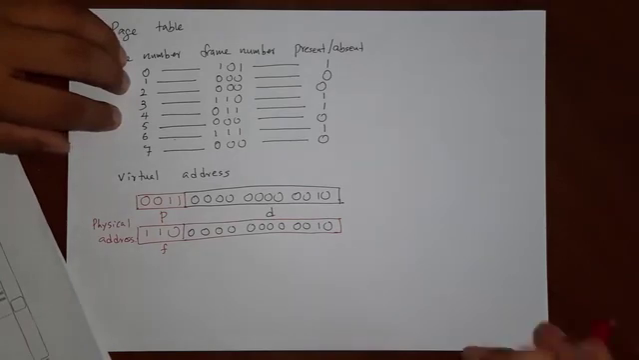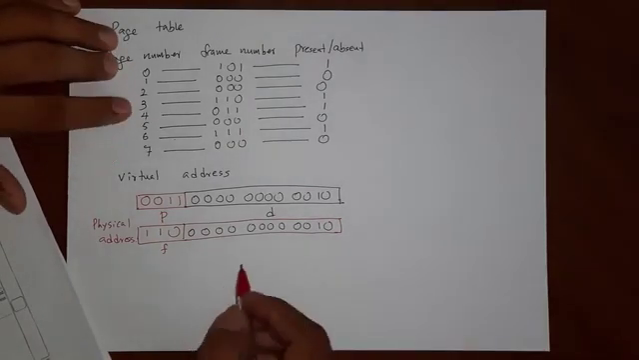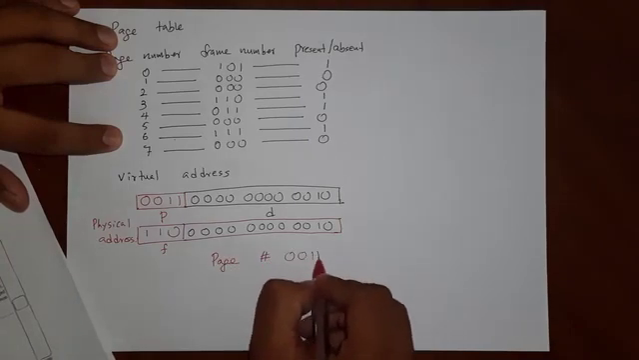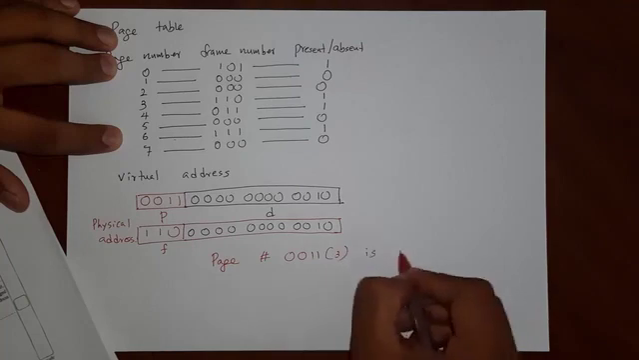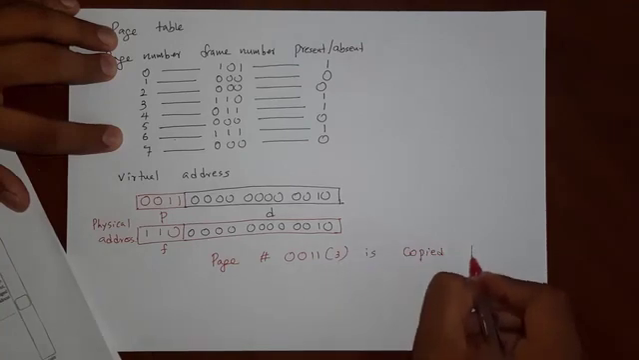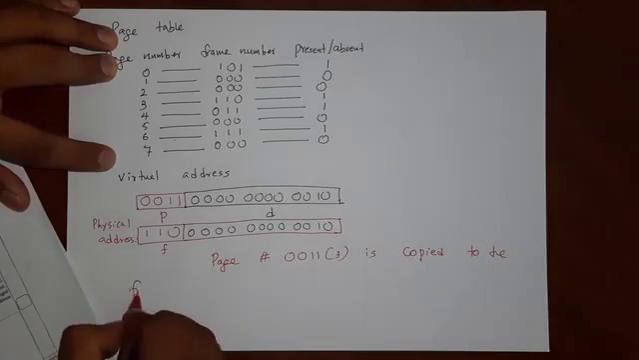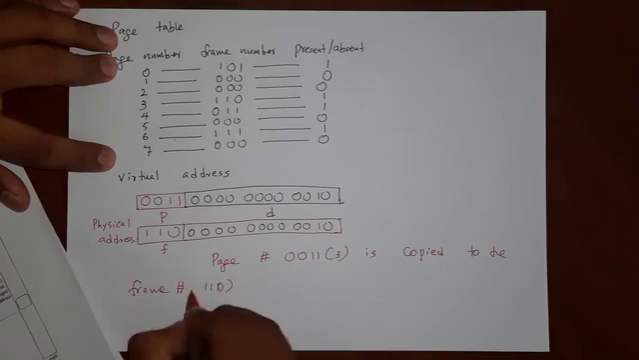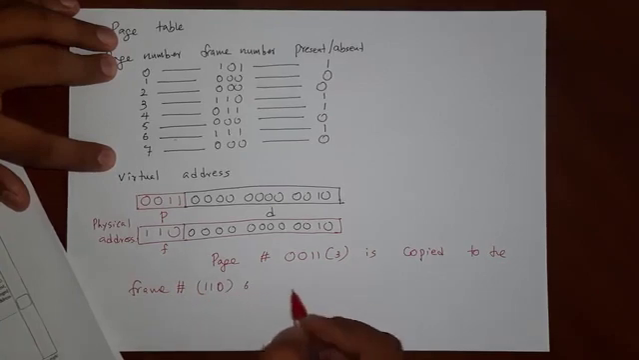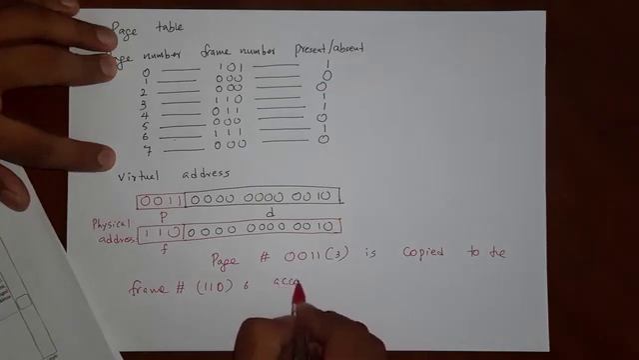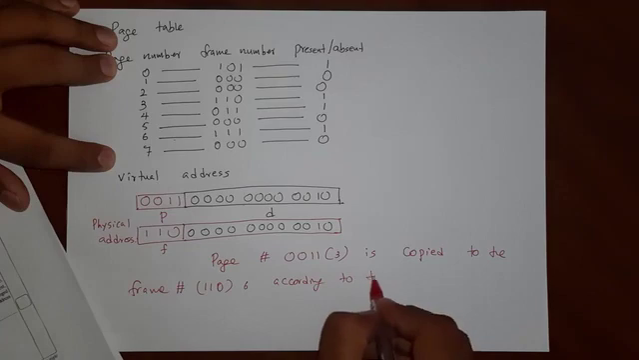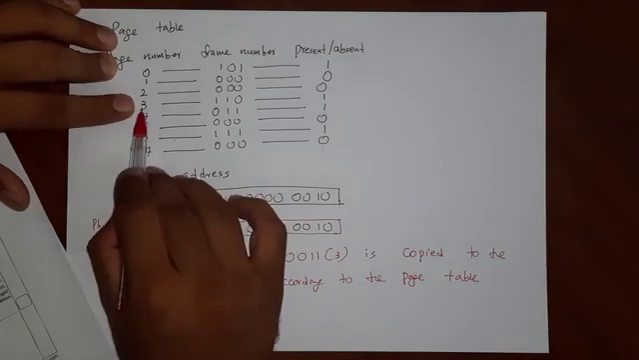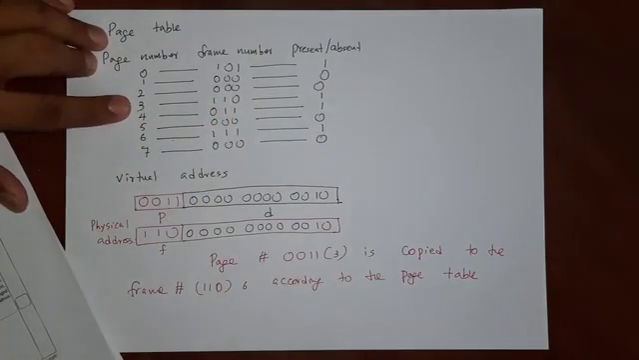You are supposed to explain this. So the page number 0011, which is 3, is copied to the frame number 110, which is 6 according to the page table. You can see the page number 3 is copied to the frame number 110.